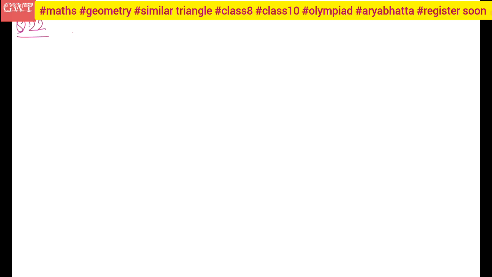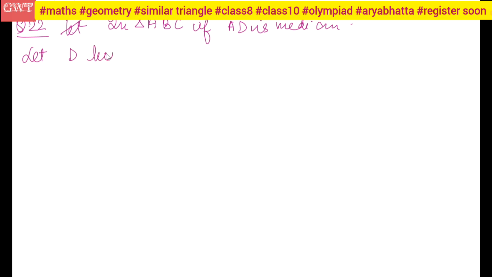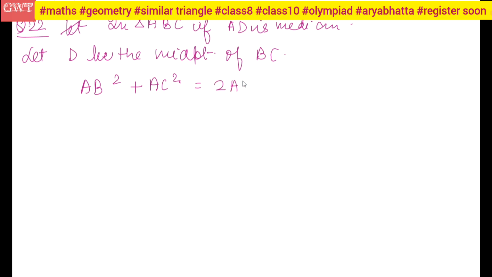One thing more: in this question they have given that in triangle ABC, AD is the median. So I will say let D be the midpoint of BC. I will use a coordinate geometry part, and I will say that AB square plus AC square is equal to twice of AD square plus half BC square. I am using Apollonius theorem.